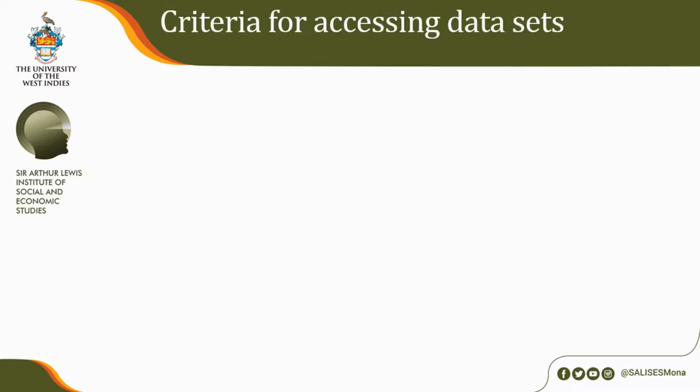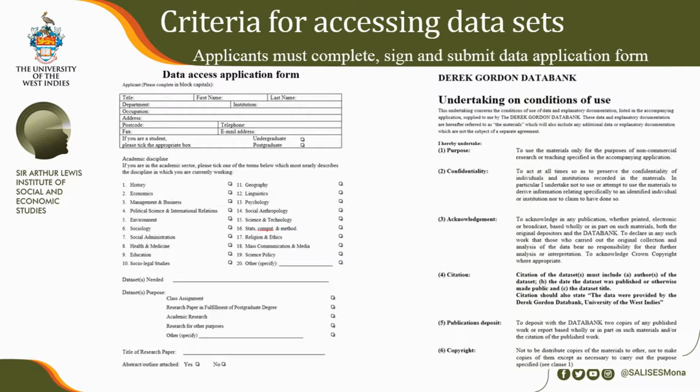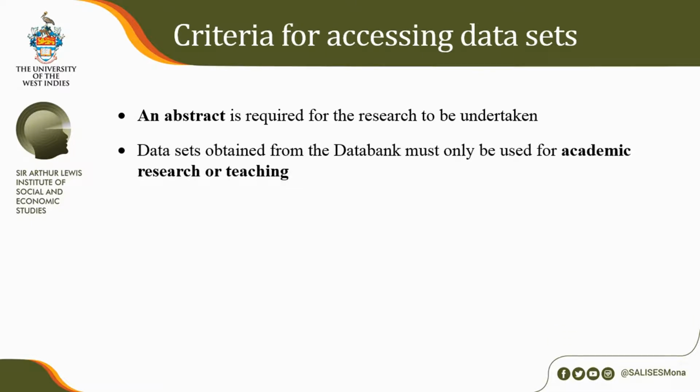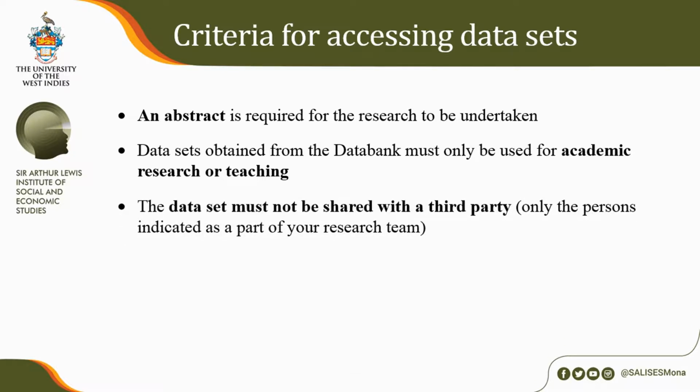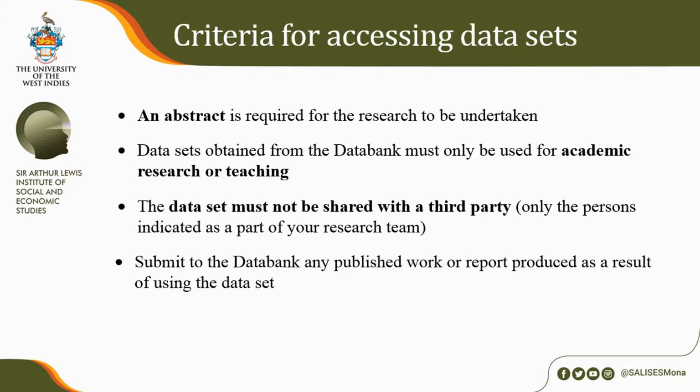The criteria for accessing datasets are: 1. Applicants must complete, sign, and submit a data application form. The form is available on the Databank website. 2. Submit an abstract for the research to be undertaken. 3. Datasets obtained from the Databank must only be used for academic research or teaching. 4. The dataset must not be shared with a third party, only the persons indicated as part of your research team. And 5. Submit to the Databank any published work or report produced as a result of using the dataset.